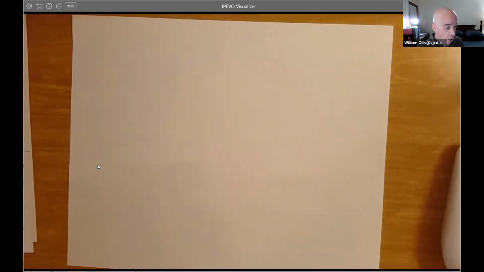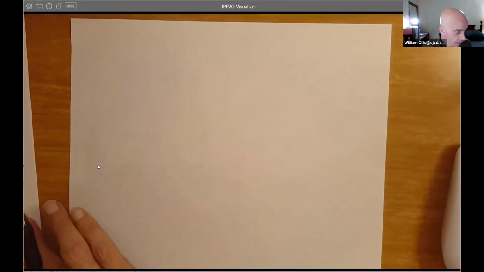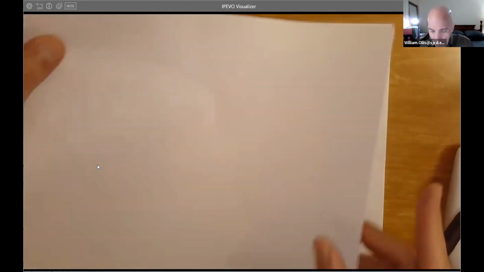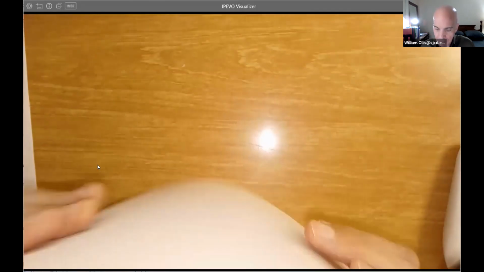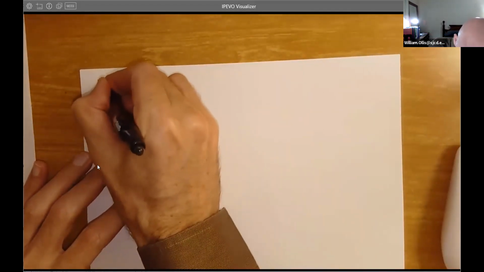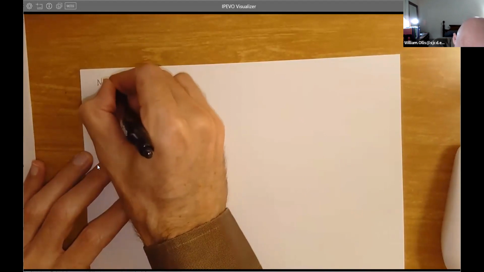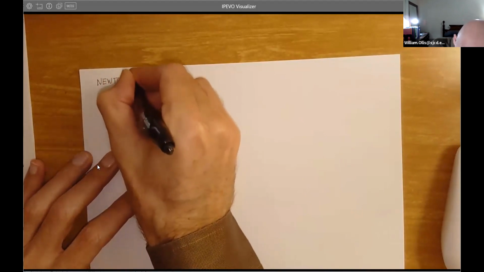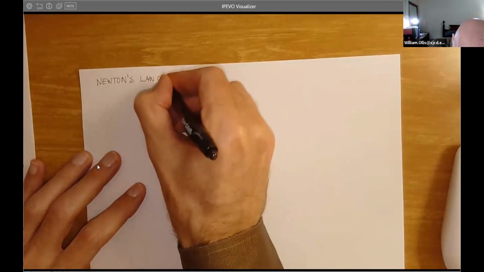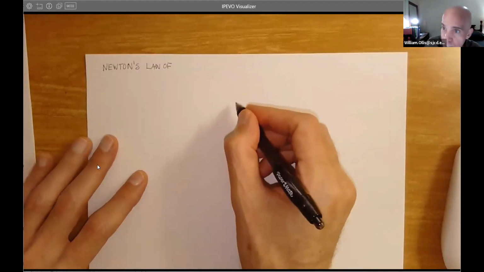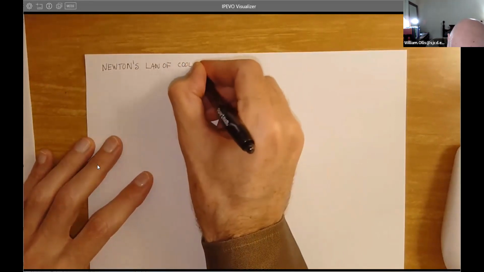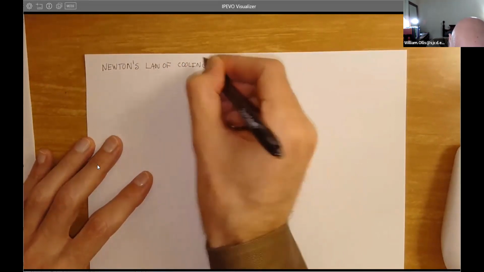So the last model is Newton's law of cooling, and it's very similar to this one. Let me go ahead and write it down. So Newton's law of cooling. Same mathematician, Newton's law of cooling. Even though the previous one doesn't bear his name, he did discover it. Newton's law of cooling.